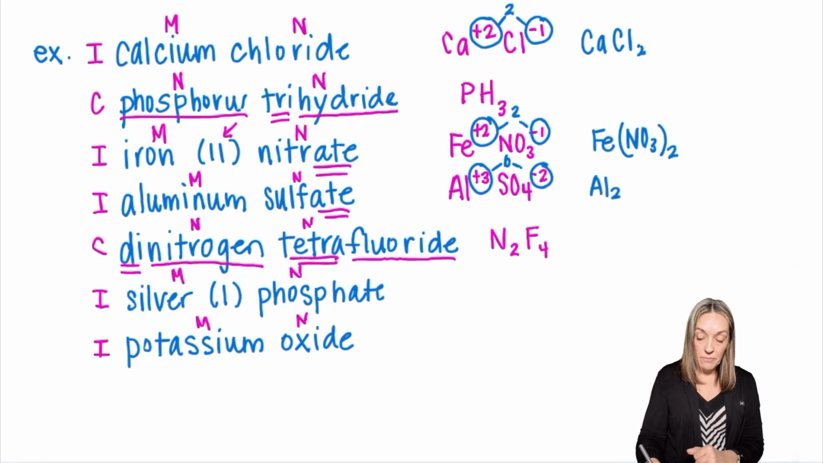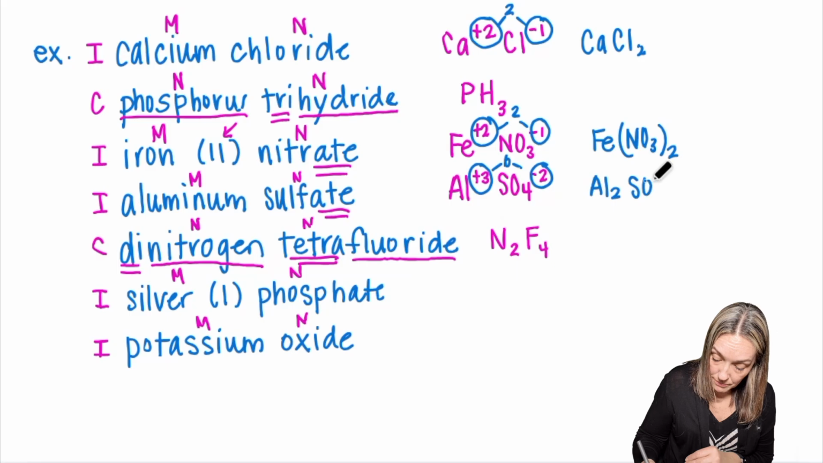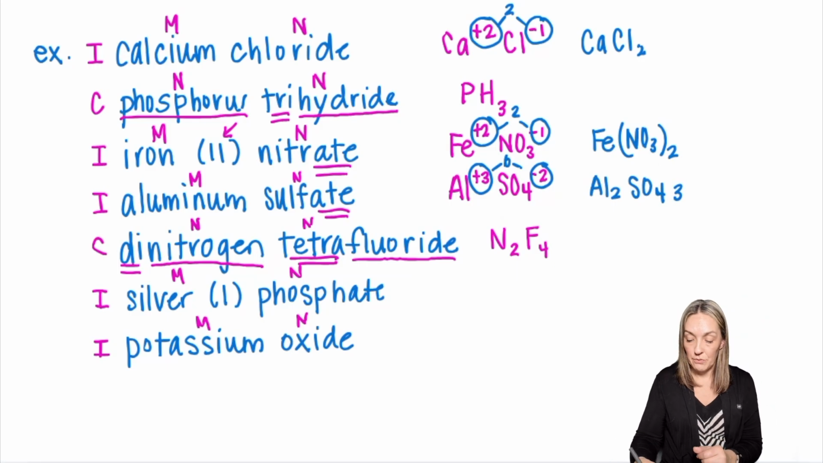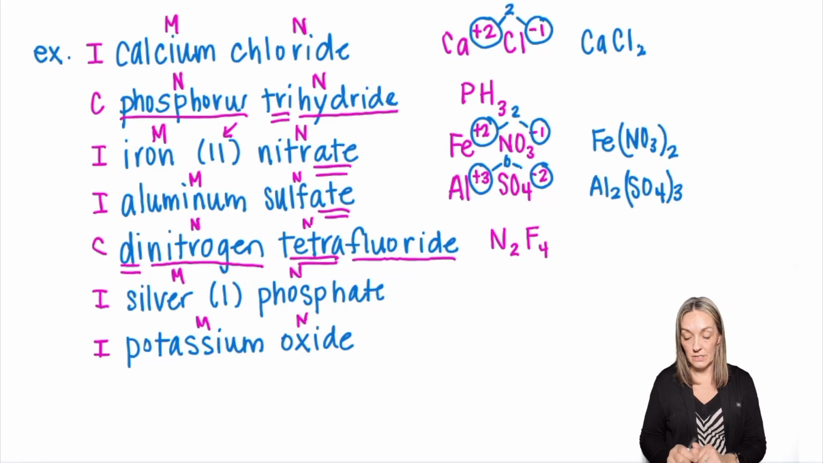My SO4, I'm going to need to multiply this by 3 in order to get -6. So in order to show 3 of them, I'm going to write (SO4)3. And again, I don't want to just put the 3 there. It looks like I have 43 oxygens. Instead, I want 3 of the entire SO4 group.